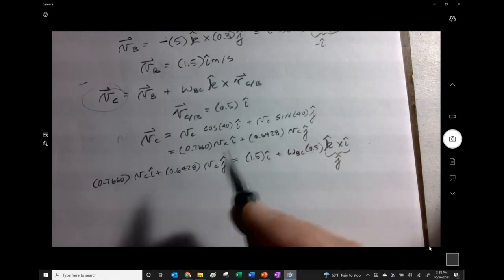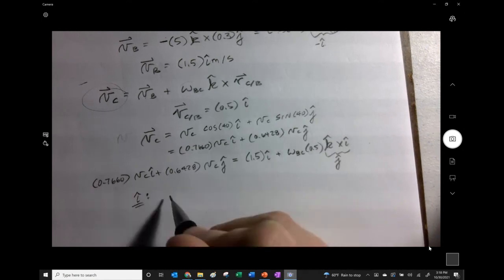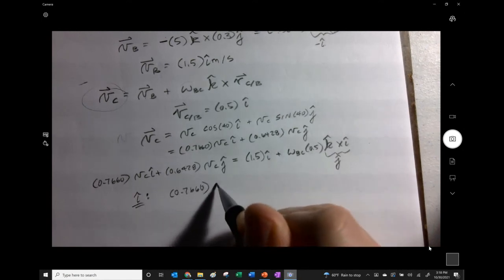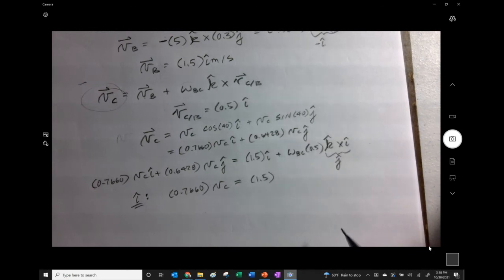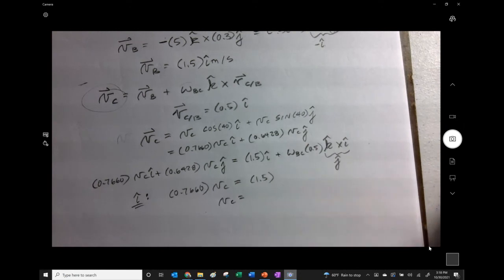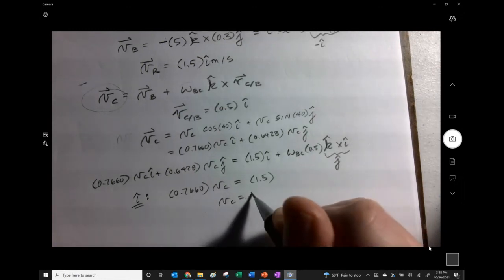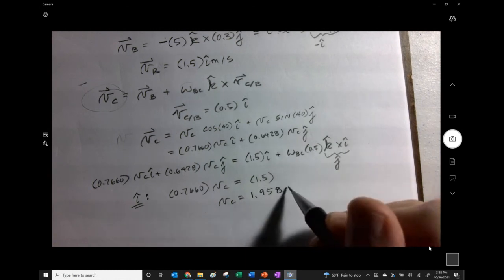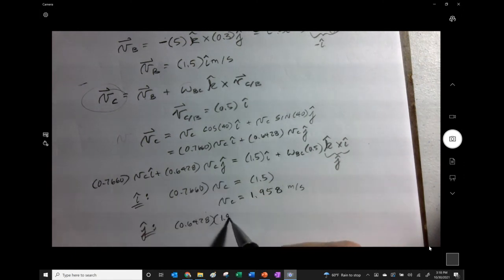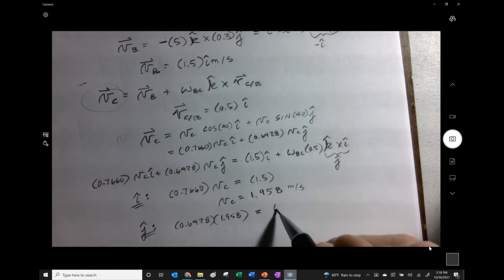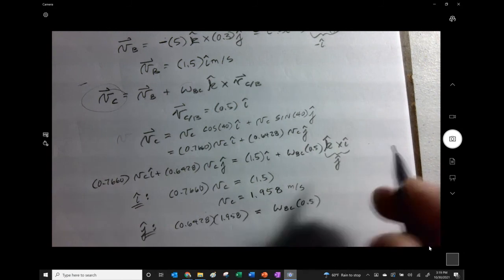So the easiest thing to do here is to do this in the I direction first and say 0.7660 VC is equal to 1.5. So we're going to get VC. So we could actually answer the second part first. We have 1.5 divided by that. So we end up getting 1.958 meters per second. And then for J, we get 0.6428 times that, 1.958, and that's going to be equal to omega BC times 0.5. So we get omega BC.